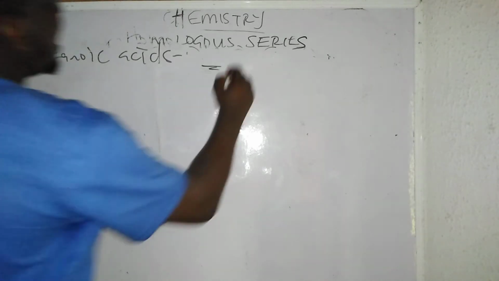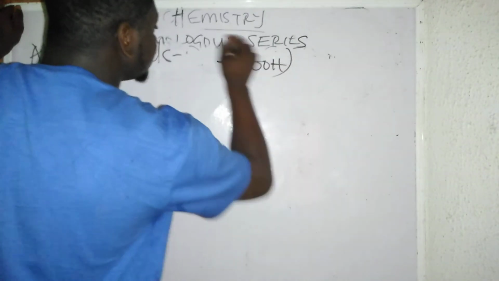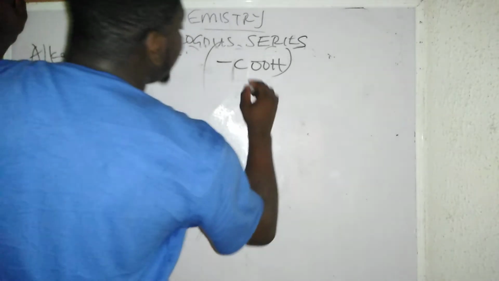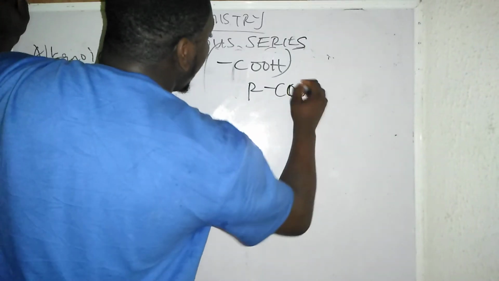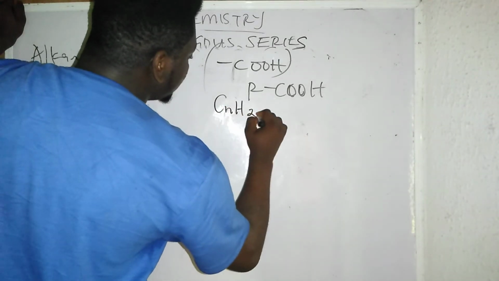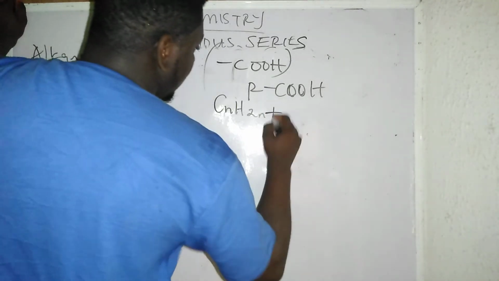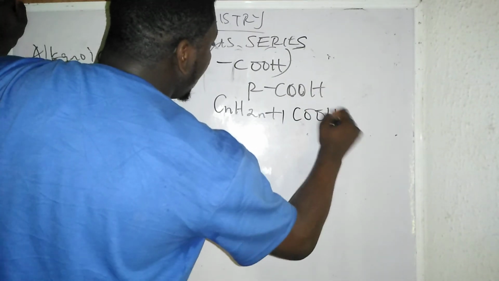So when we have the functional group for alkanoic acid, we have COOH, and the formula is given by RCOOH, where R is what? CnH2n+1COOH.